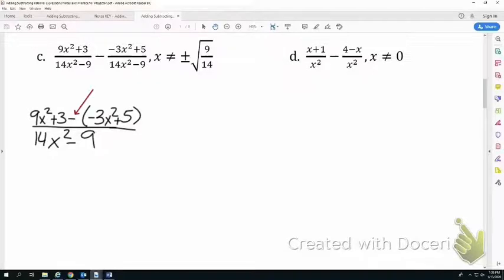Is that going to affect the numerator of the second fraction? Yes, this is the most common mistake that I've seen in the past, is people don't do that. They may make the 3x squared positive, but they won't distribute it to that second term. Okay, that's where the mistakes happen. So whenever I go through simplifying this, I have 9x squared plus 3. I'm going to distribute that negative, so I've got plus 3x squared minus 5.